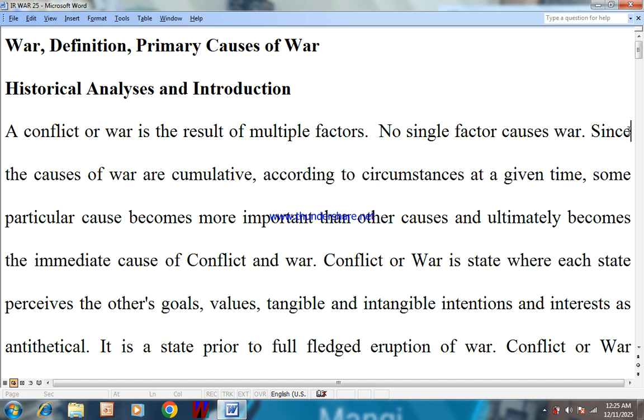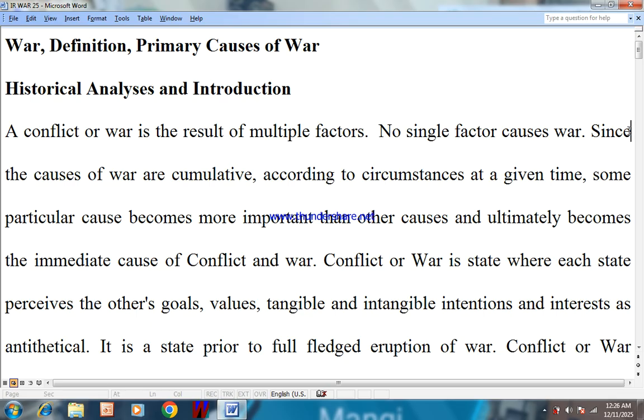Historical analysis and introduction. A conflict or war are the same, the result of multiple factors. No single factor causes war, since the causes of war are cumulative according to circumstances at a given time. Some particular cause becomes more important than other causes and ultimately becomes the immediate cause of conflict and war.